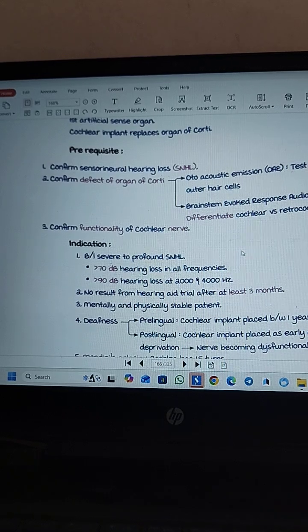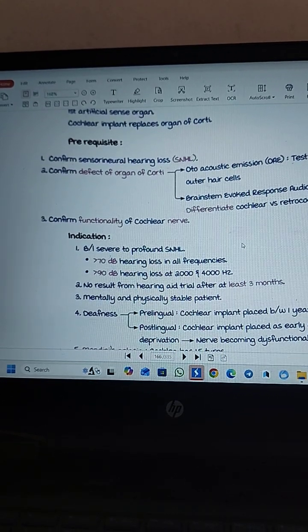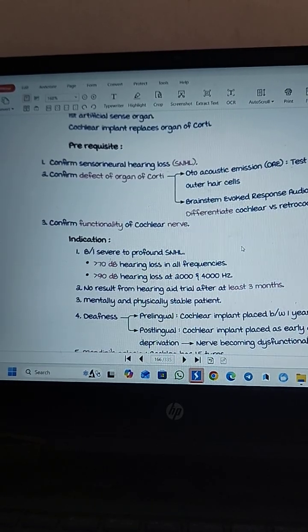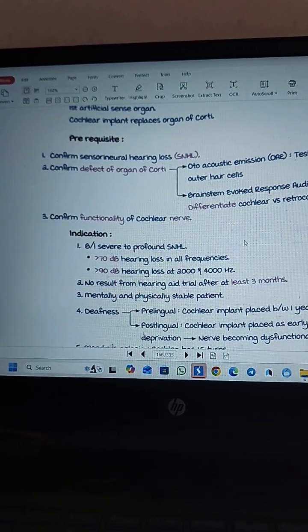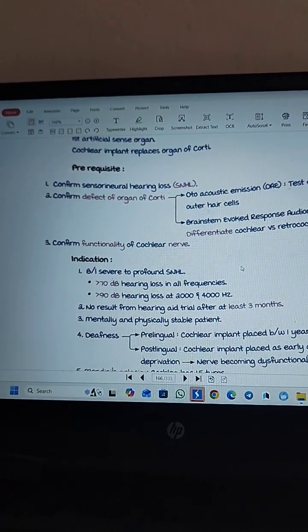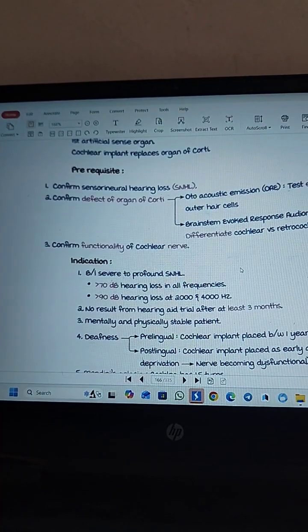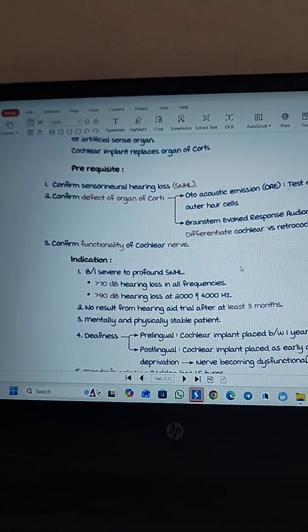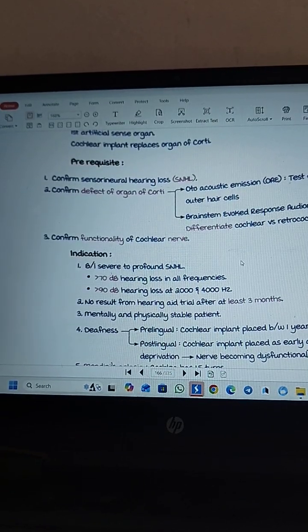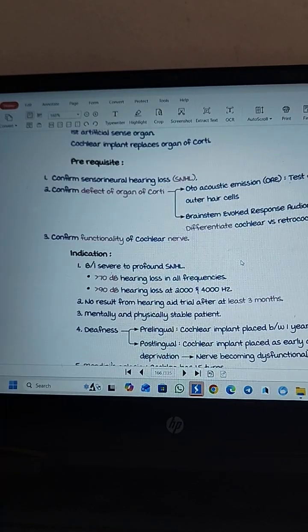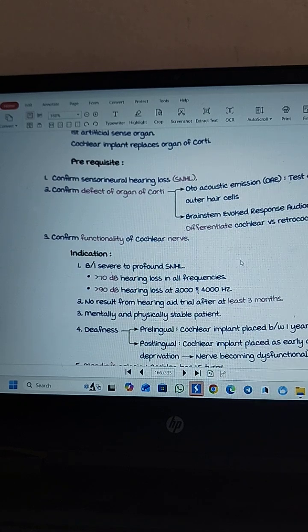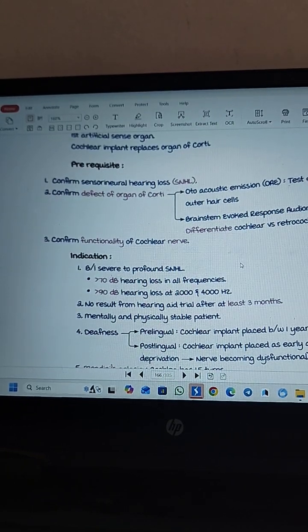So what are the indications for using this cochlear implant? First, there should be bilateral severe to profound sensory neural hearing loss. Then how will we say that it is severe or profound? If the hearing loss is greater than 70 decibel in all frequencies, or greater than 90 decibel hearing loss at 2000 and 4000 hertz, then we will say there is a severe to profound sensory neural hearing loss.